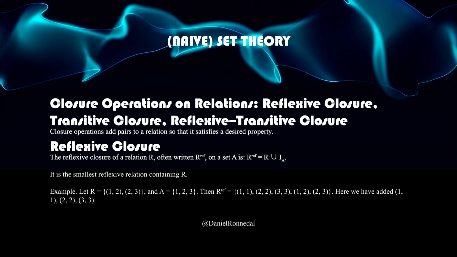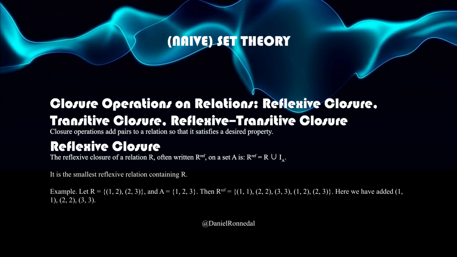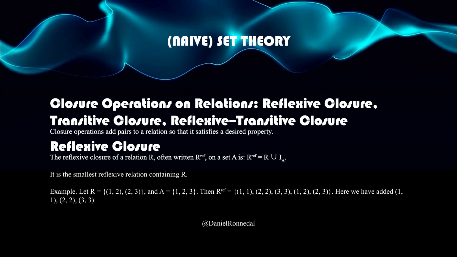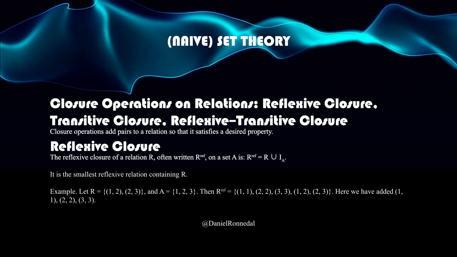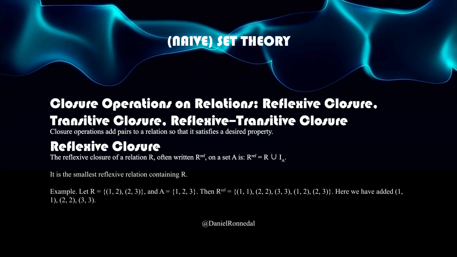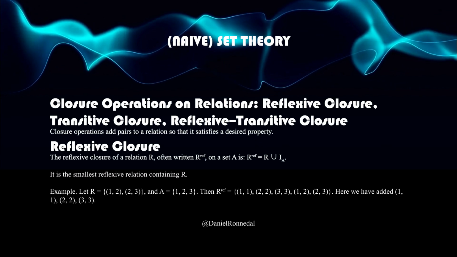Closure operations add pairs to a relation so that it satisfies a desired property. The reflexive closure of a relation R, often written R-ref, where ref is in superscript, on a set A is the union of R and the identity relation on A. It is the smallest reflexive relation containing R.